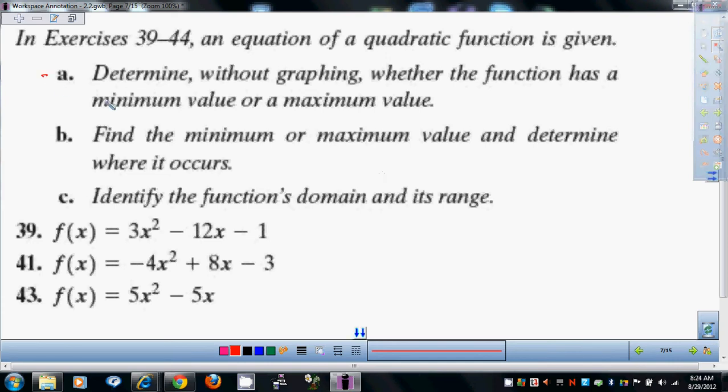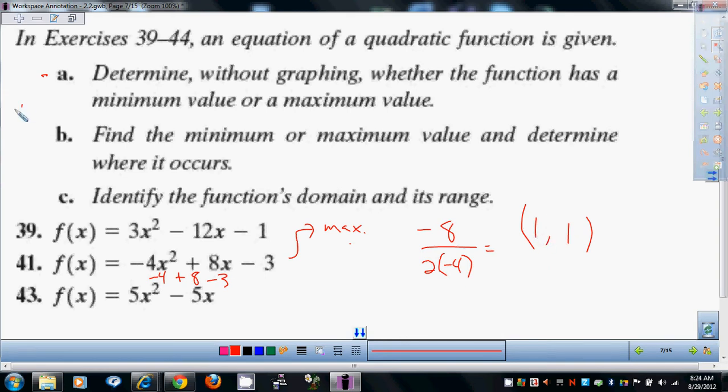41. We know it has a maximum value. And we know what happens at the vertex, which is negative b over 2a, which gives me what? 1. Now we have to find the y value, so I'm going to plug 1 back in. That's negative 4 times 1 squared plus 8 times 1 minus 3. So that's negative 7 plus 8. Boom. There's part B. It's a max. Part A. Here's where it happens at part B.